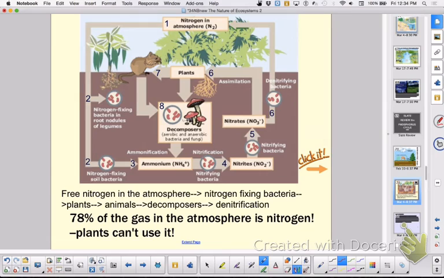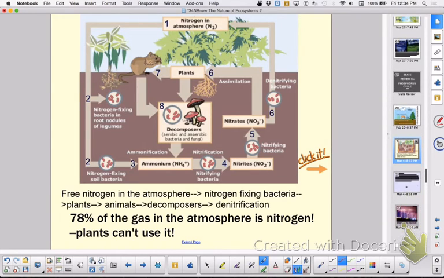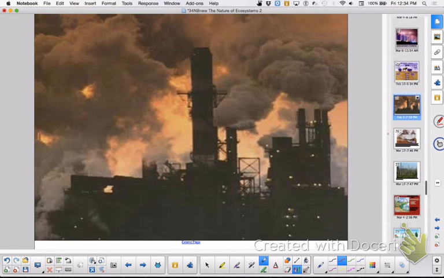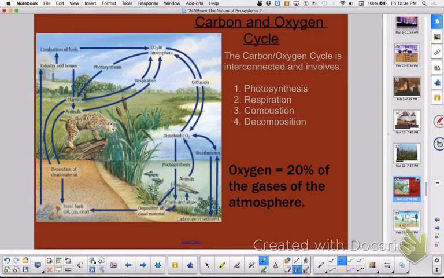Okay. So good. Questions or concerns on nitrogen cycle? Tell me how man screws it up. Burning of fossil fuels. Good. Okay, then the last cycle is the carbon cycle. The key thing you want to remember about this is, what are the ways we remove CO2 from the air? How do we do that? Photosynthesis. Good. And then how do we put CO2 back into the air? What are some of the processes? Cellular respiration, combustion, and decomposition.